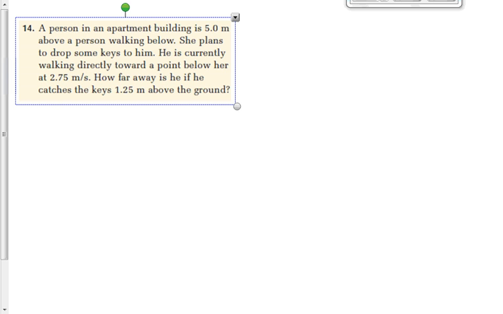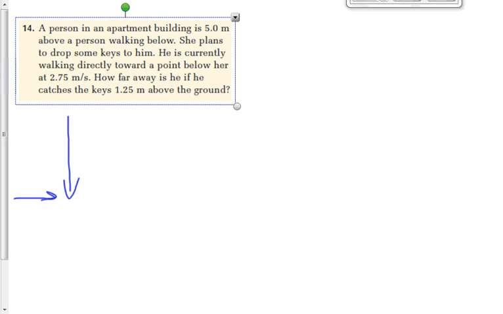I remember this. Question 14 said a person in an apartment building is 5 meters above the person walking below. She drops some keys, but then there's a guy below that has to walk to catch them. So we've got two things going on. We've got the keys falling this way, then we've got the guy walking this way. They have to meet up.